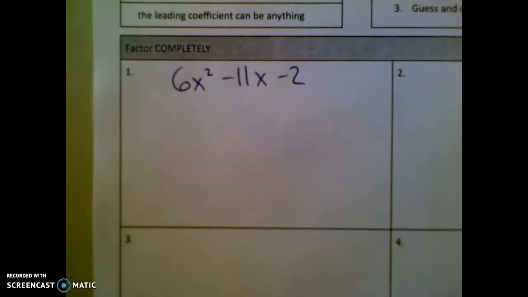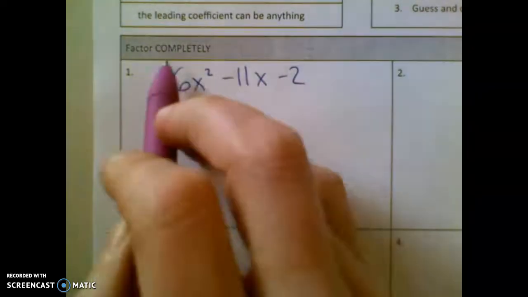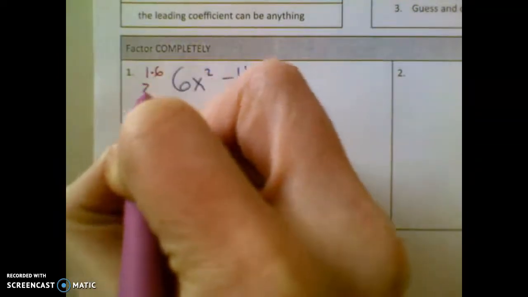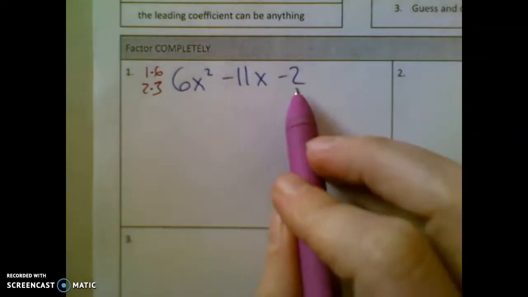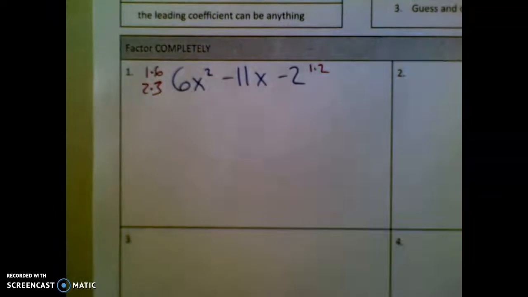So I can go ahead and jump straight to step 2, which is finding the factor pairs for A and C. So my A value is 6. How do you get 6? Well, that's 1 times 6 and 2 times 3. Factor pairs for my last term, my C value. How do you get 2? Well, that's 1 times 2.